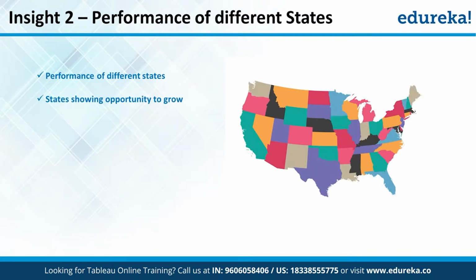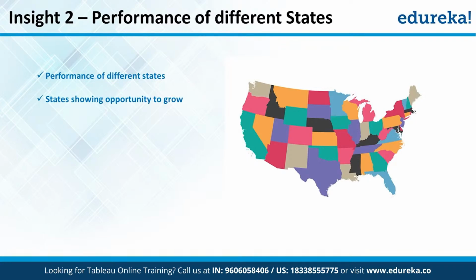So let me tell you what the second question was which we were supposed to answer. How different states have performed so far. Now that we know how regions have performed, we want to drill down to states. So how different states have performed so far, which states are showing promise to grow, and in which states the investor should stop investing?